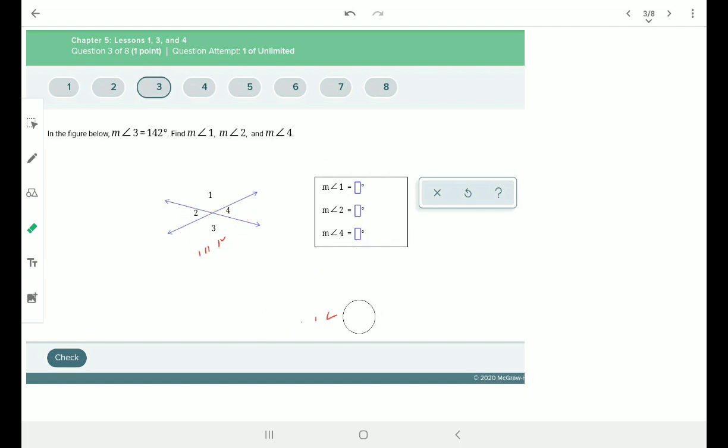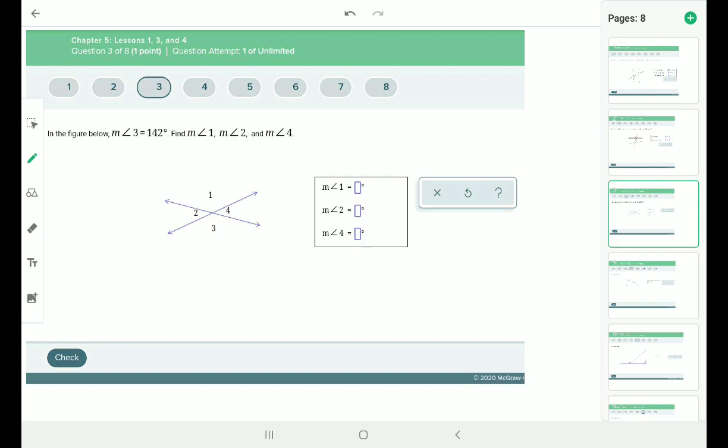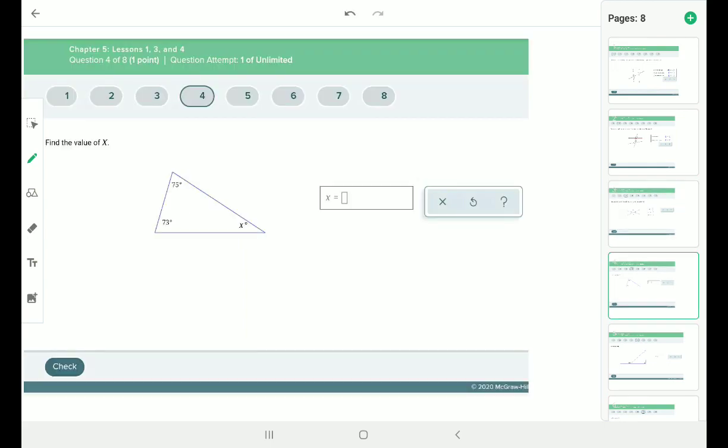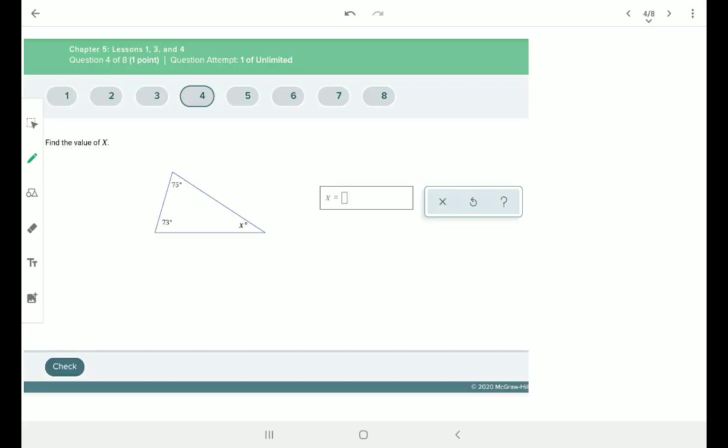Continuing on with number 4. So number 4, we are given a triangle, and we have to find the value of x. So remember, all 3 angles have to add up to be 180. So what we can do is add up 73, 75, and then we have our missing angle x, and that has to equal 180, right? So we can add and then subtract from 180.